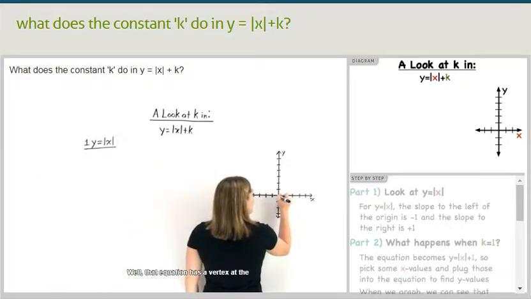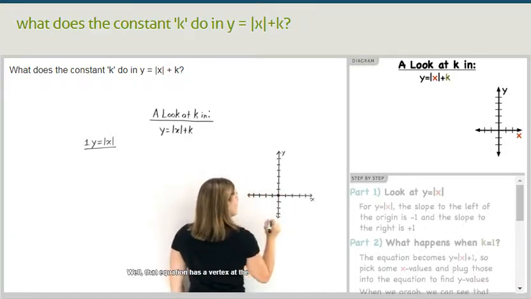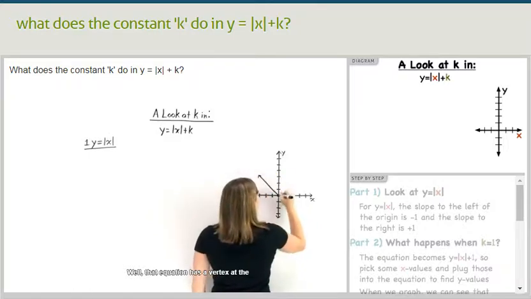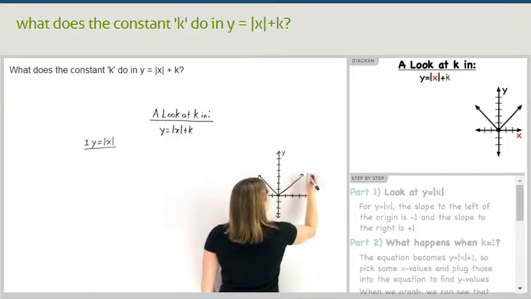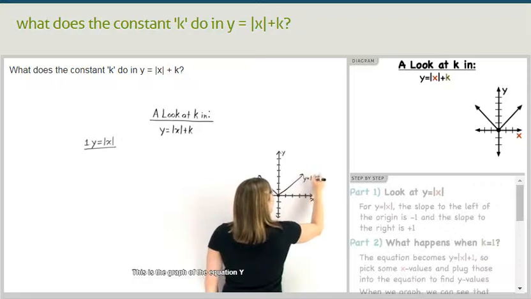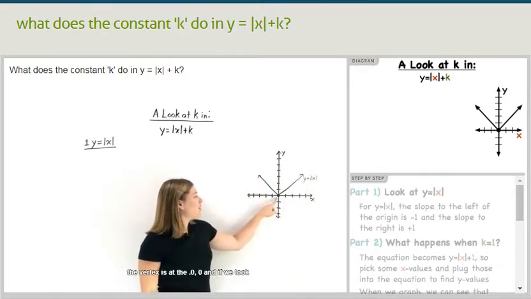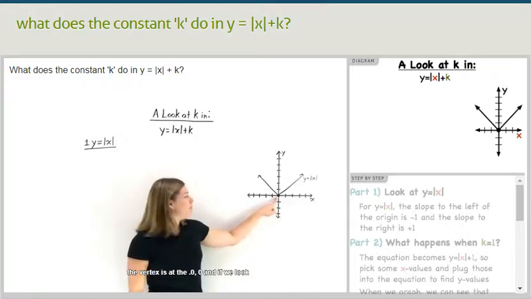Well, that equation has a vertex at the point 0, 0. Then the graph looks like this. This is the graph of the equation y equals the absolute value of x. Now again, the vertex is at the point 0, 0.